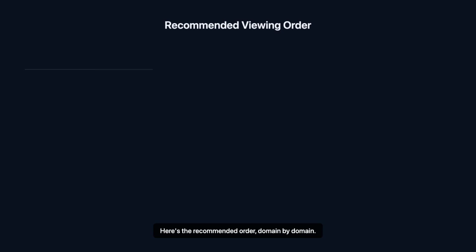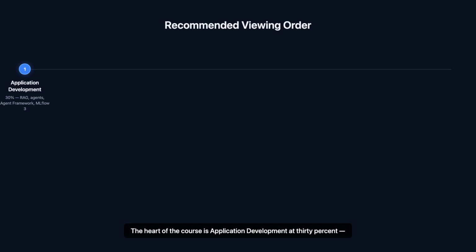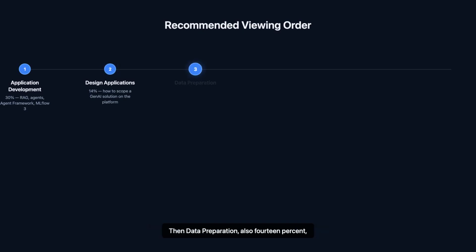Here's the recommended order, domain by domain. The heart of the course is application development at 30%. That's where you'll build RAG pipelines, agents, and wire up MLflow 3. But you can't start there cold, so we lead with design applications at 14%, how to scope a generative AI solution on the platform. Then data preparation, also 14%, covering delta tables, chunking, and getting embeddings into vector search.